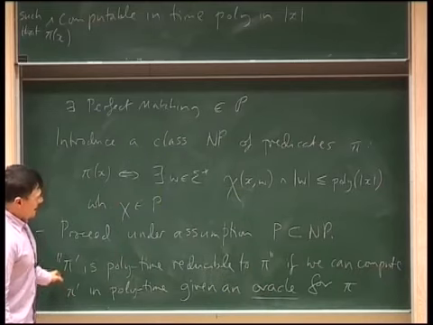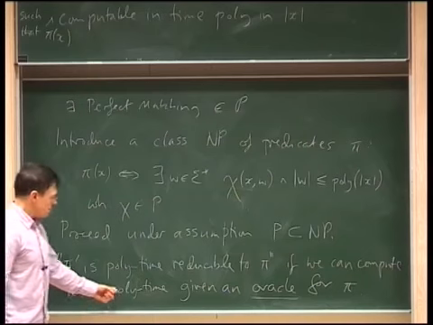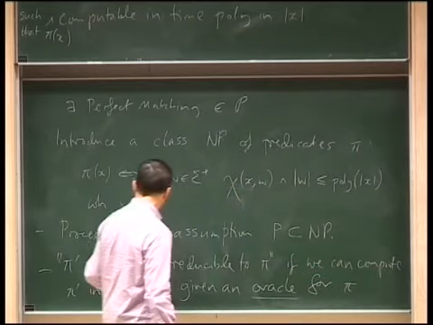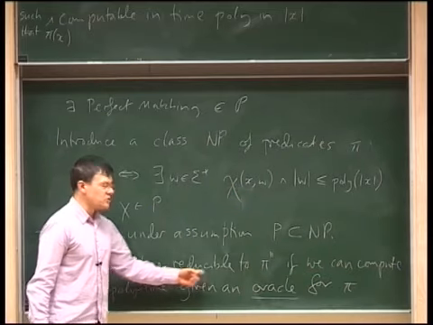So if I can compute pi prime in polynomial time given such an oracle for pi, then I'll say that pi prime is polynomial time reducible to pi.